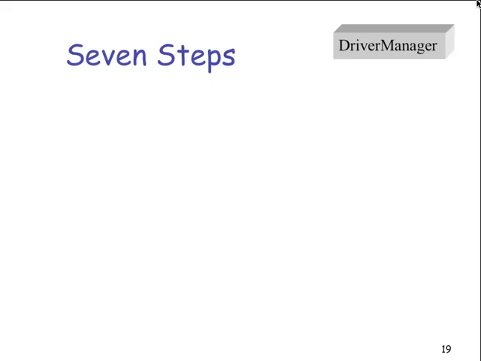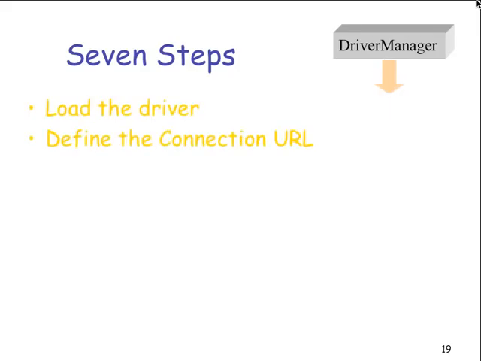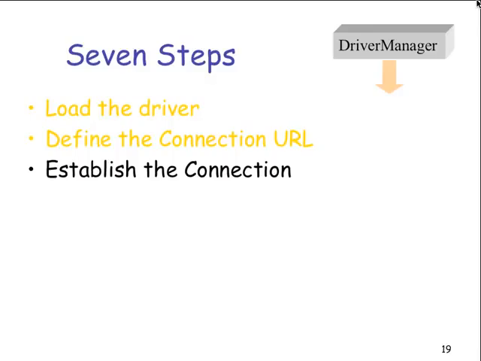So here's our 7 steps. First, we have to create an instance of a driver manager. Once we create the driver manager, then we know that we're going to be using a database. And we load the driver. And then we define the connection URL. Because what we're doing is building an enterprise-wide application. We have a database server out there. We don't normally run the application on the server. The user is going to run the application on their computer. Or it's going to be run from an application server. An application server is going to connect to the database server.